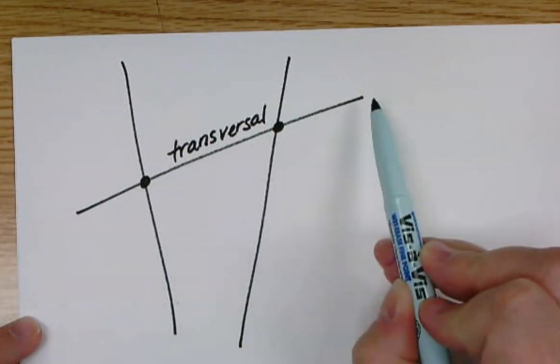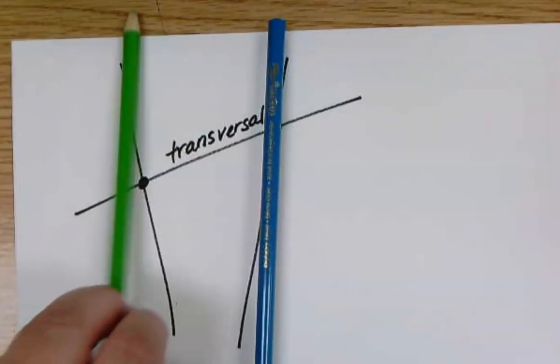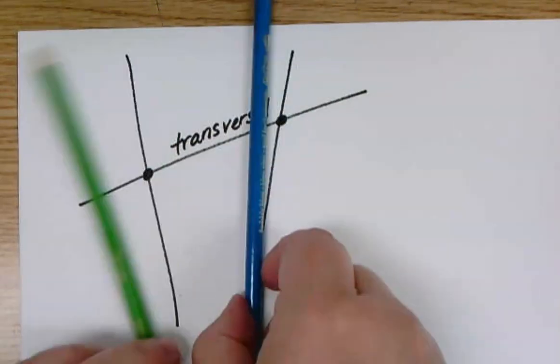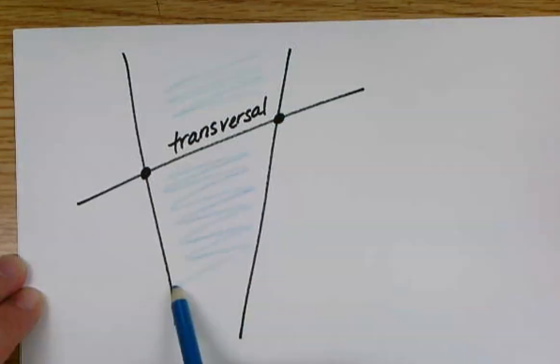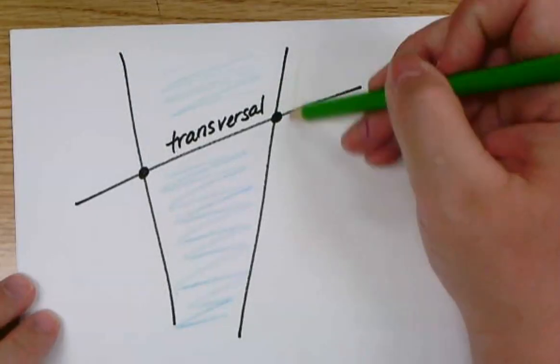So here's my transversal. So if I'm talking about interior for this picture, that would mean in between the two lines crossed by the transversal. So the interior would be like here. And the exterior would be out here.